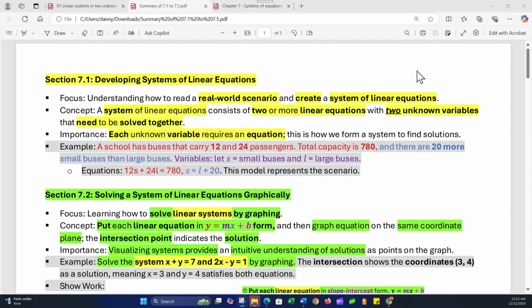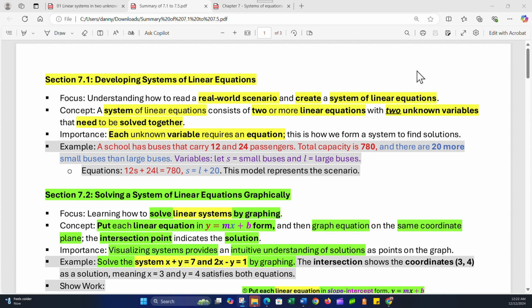The general rule of thumb is that you need an equation per unknown. So if you have two unknowns, you need two equations. If you have three unknowns, you need three equations, and four unknowns, four equations, and so forth. But when you're dealing with that, you won't be doing linear equation solving; you'll typically be using something called matrices. But that's what a system of linear equations is. It's really just two or more linear equations, each having two unknown variables, and they need to be solved together. So each unknown variable requires an equation, as I just said.